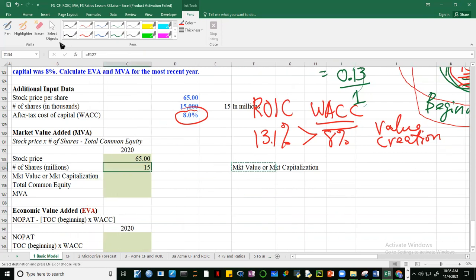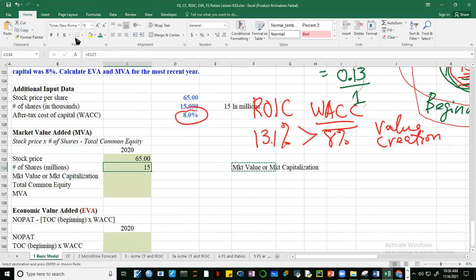We can now compute for our market value, no? Market value natin or market capitalization is equal to what? Magkano kaya market capitalization natin? Well, it's simply multiplying the stock price times the number of shares outstanding. Kasi 15 million shares yan, magkano yung bawat isang stock? Stock daw ngayon, 65 pesos. So all in all, guys, ang market capitalization ng company is 975 million.